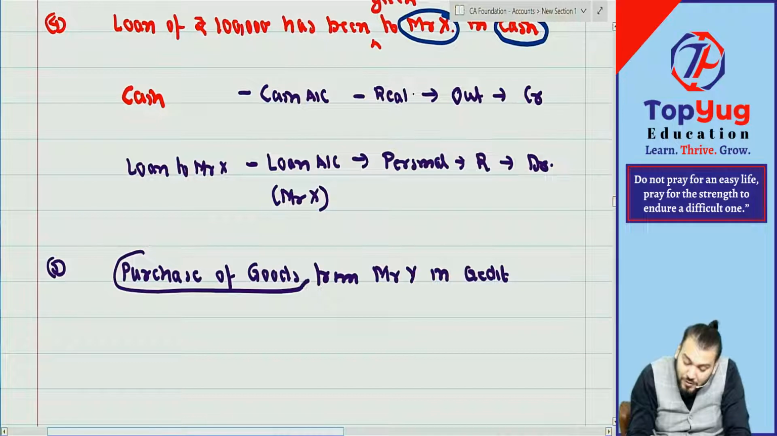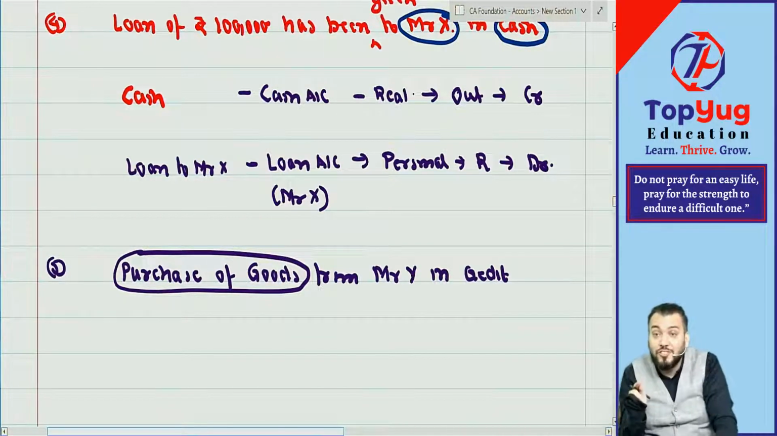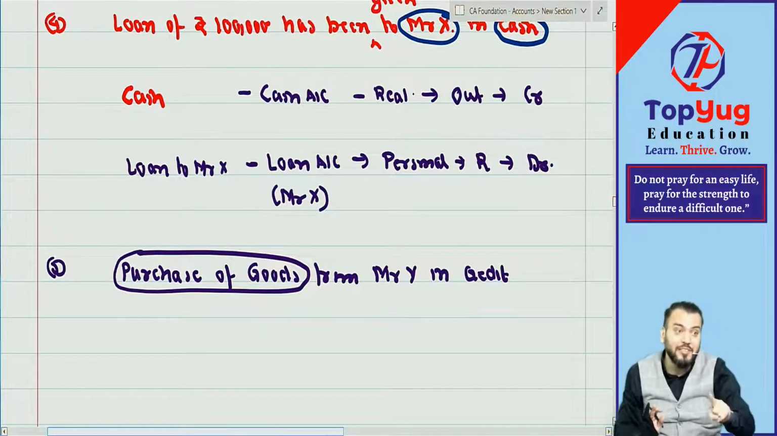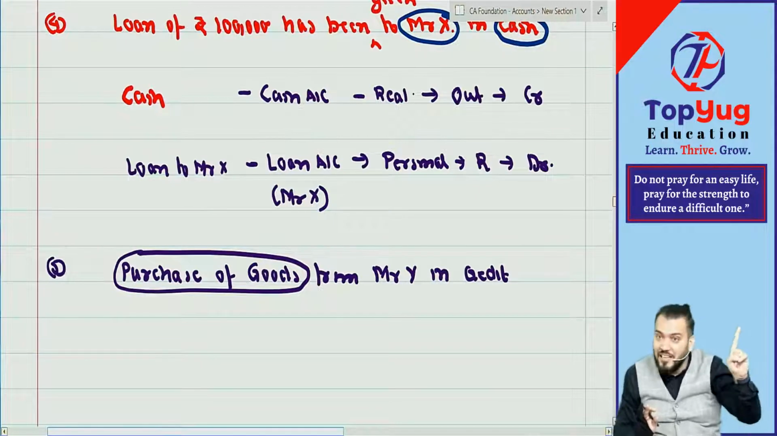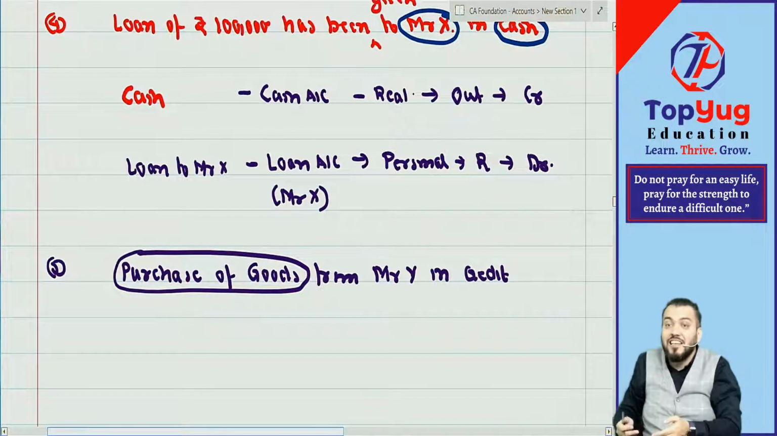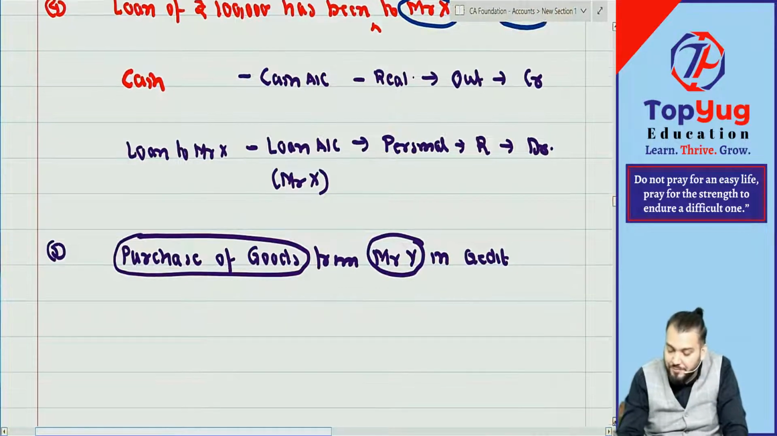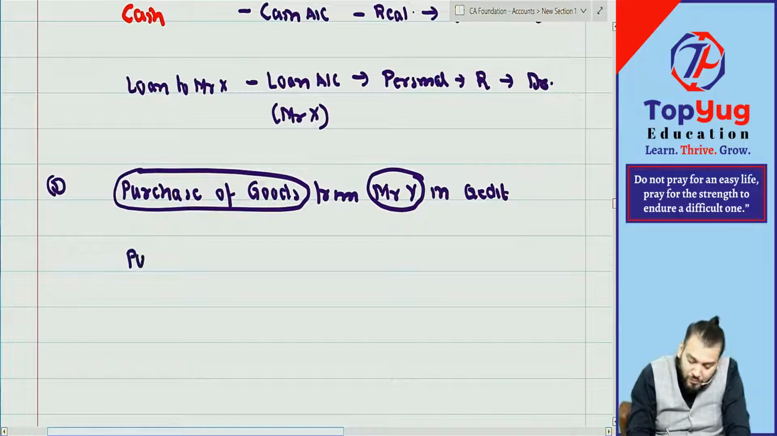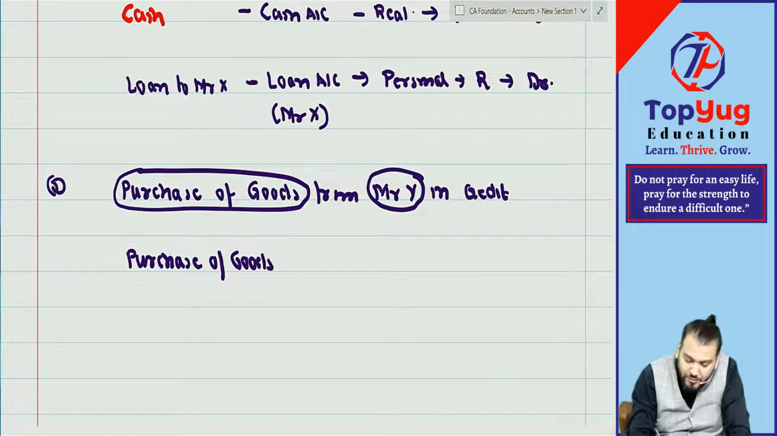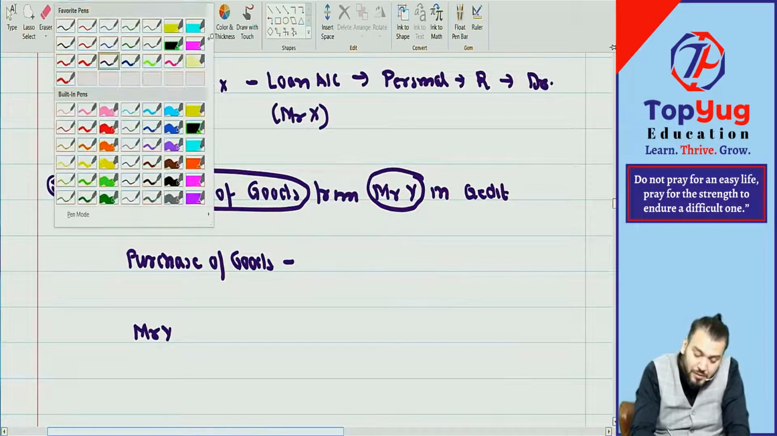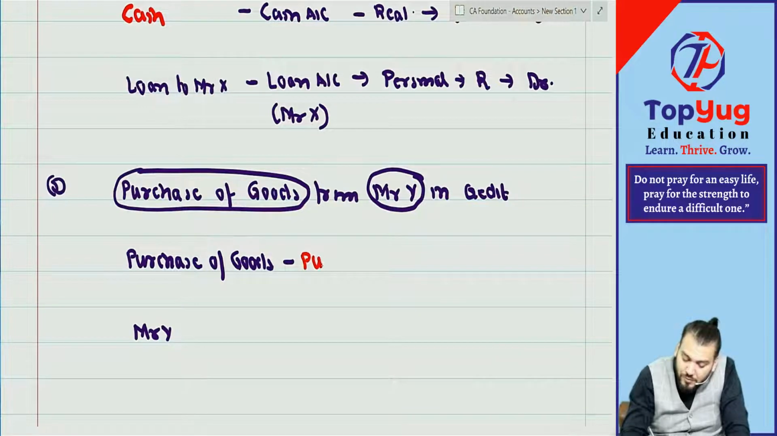Purchase of what? Goods. Whenever I say goods, goods is for which purpose? Sale purpose. Understood? Purchase of goods I have written. It is for sale purpose. It is an indication that it is for sale purpose. Correct? And second is what? Mr. Y. So first aspect is purchase of goods. Second is Mr. Y. So for purchase of goods, which account? Purchase account or goods account. Now you can't change this term. Purchase account only you need to open.